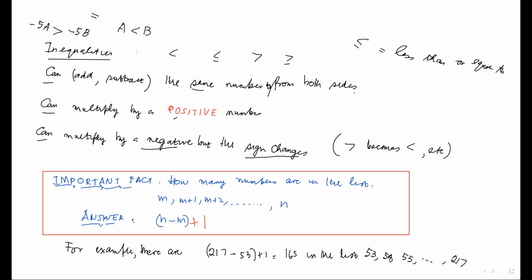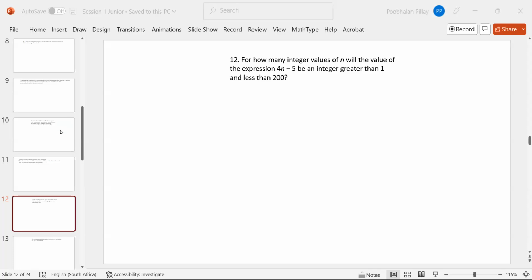Through this formula here, you take the last number and subtract the smallest, but remember to add 1 to it. So let's see an application of what I just said. We have the problem here, which says, how many integer values?